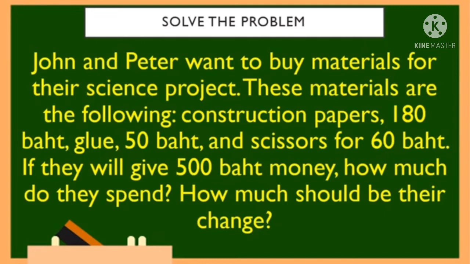I'll read it again. John and Peter want to buy materials for their science project. These materials are the following. Construction papers, 180 baht. Glue, 50 baht. And scissors for 60 baht. If they give 500 baht, how much do they spend? How much should be their change? So here we have two questions. How much do they spend and how much should be their change? Alright?